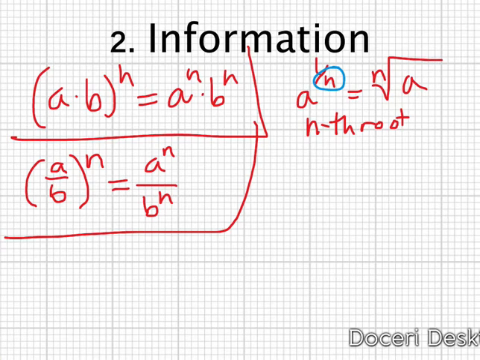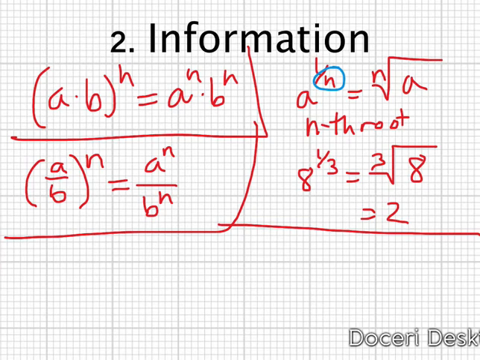If it was 1/3, so let's say I had 8 to the 1/3 power, this is saying the cube root of 8. And this is basically saying what number times itself 3 times gives me 8. In this case, it would be 2.